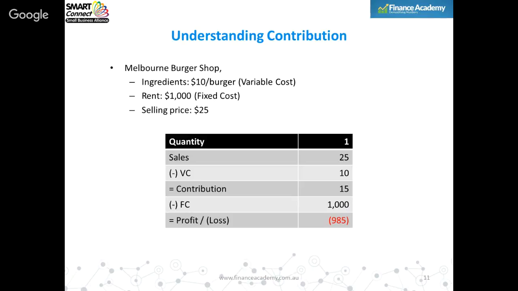So this business, if it sells only one burger in that particular month, it makes a loss of $985. That's why it is in brackets and it is in red. Obviously, this will not be a profitable and a sustainable business if it just sells one burger. Let us see what happens if it sells two burgers.